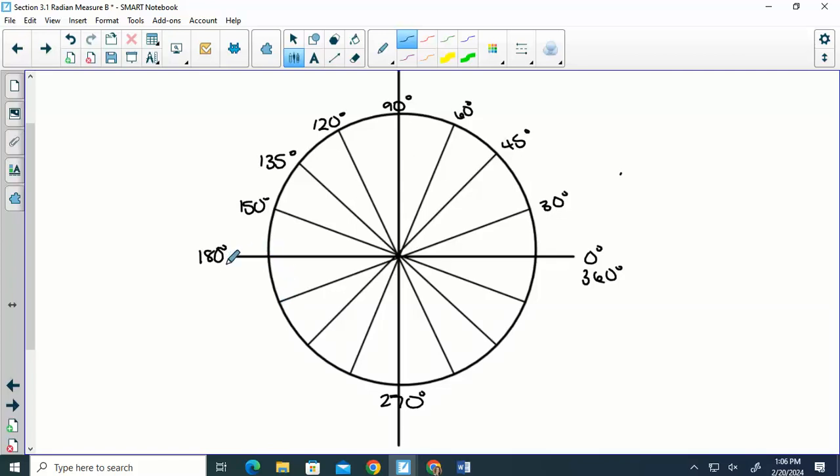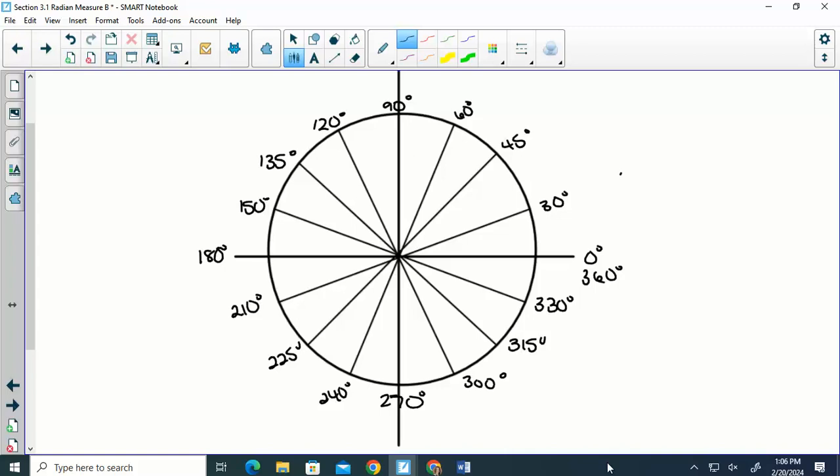Okay, how do we get them in the third? You add. 180 plus 30, 210. 180 plus 45, 225. 180 plus 60, 240. Then at the end, what would we do? Subtract from 360. So 360 minus 30 is 330. 360 minus 45 is 315. And 360 minus 60 is 300.